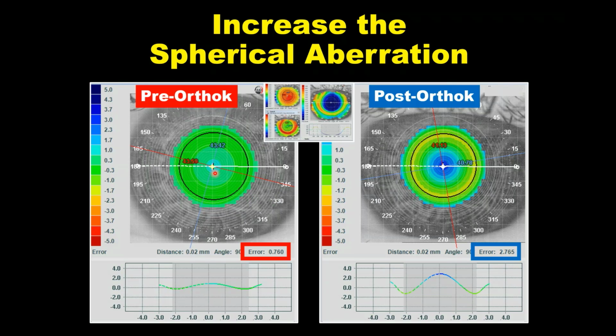What it can do is tell us, we started with this spherical aberration as a starting point. You did orthokeratology on the patient. How did it shift that spherical aberration? You want a positive shift in spherical aberration. You want it to move toward positive spherical aberration, and that will create good myopia control. The more spherical aberration, the studies suggest, the better the myopia control.